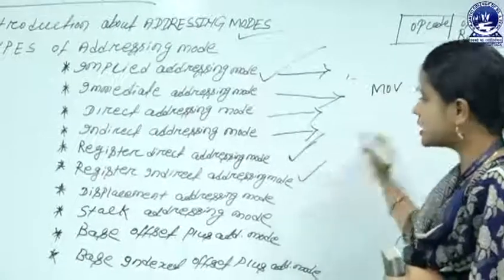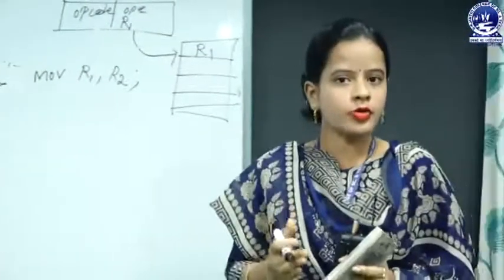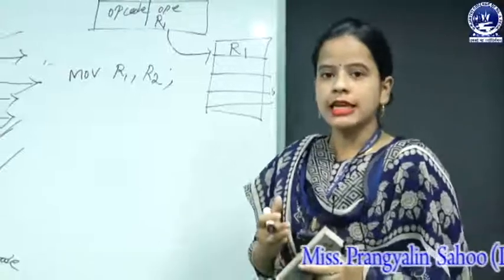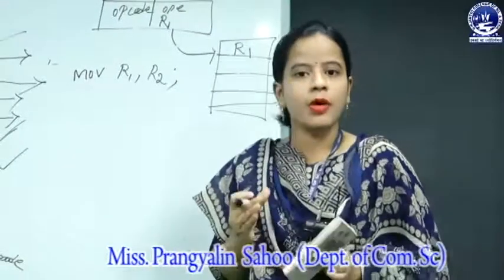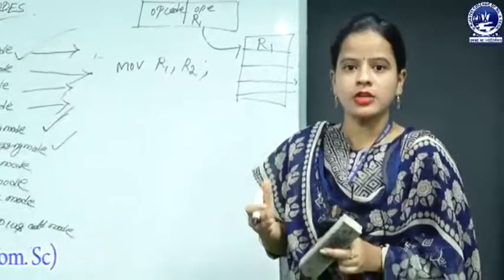Now let's go to register indirect addressing mode. In register indirect addressing mode, whenever we access the operand address through a register, it uses one type of intermediate register which holds the actual operand register address.